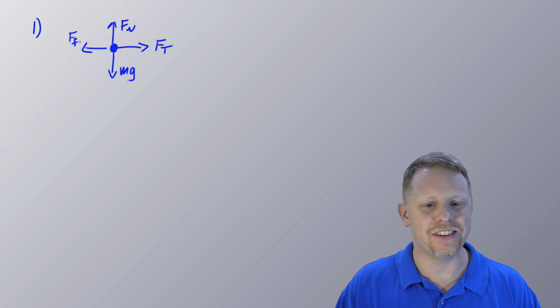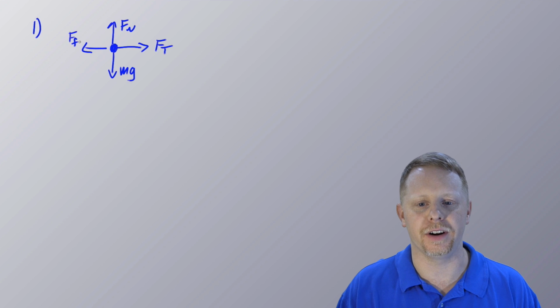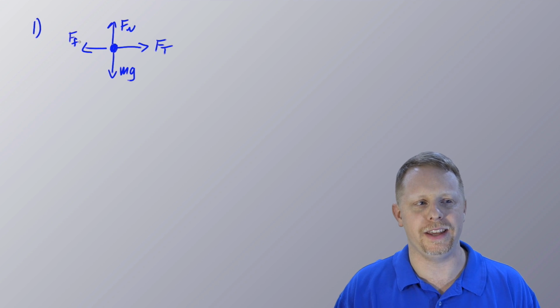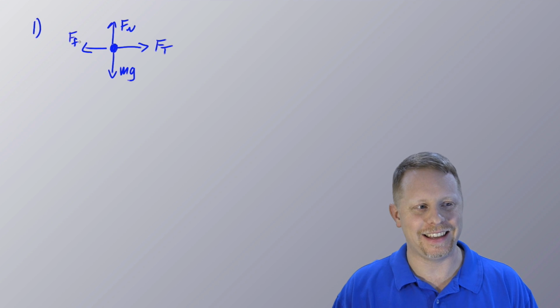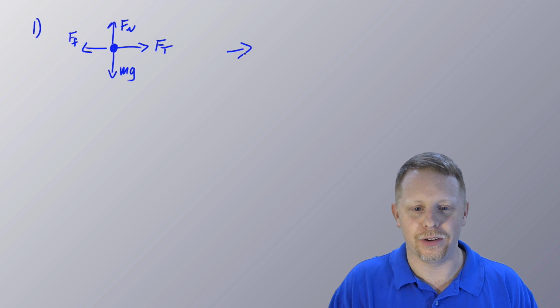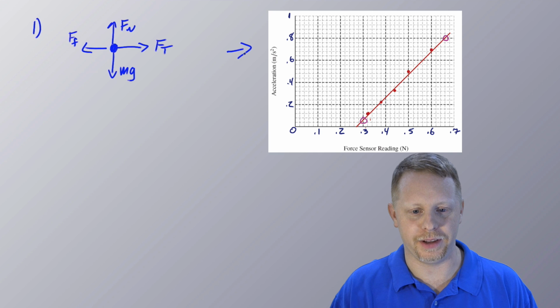Then on B, it says on the grid below, plot data points for the acceleration of the cart as a function of the force sensor reading. Clearly label all axes. Draw a straight line that best represents the data. Okay, so really all we're doing is plotting points and filling in the line. Should be pretty straightforward. I'll do that right over here. So that's pretty much what my graph looks like right there.